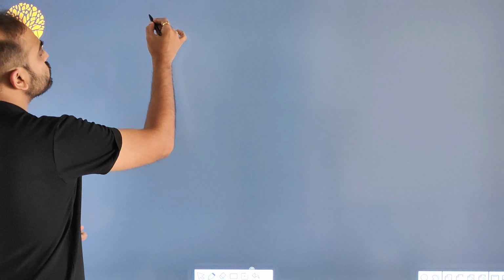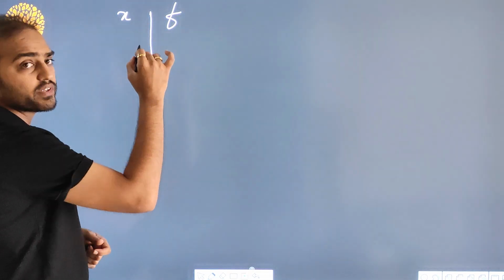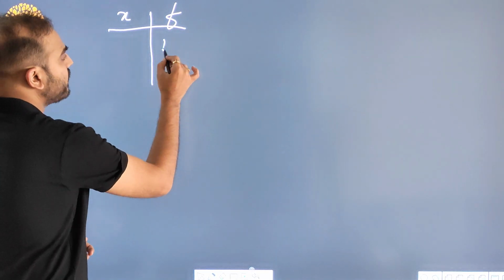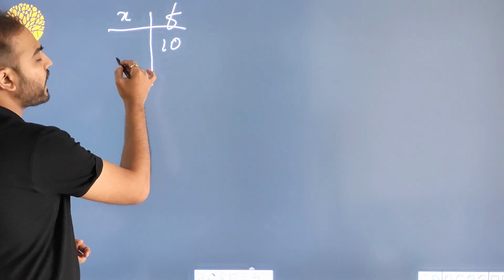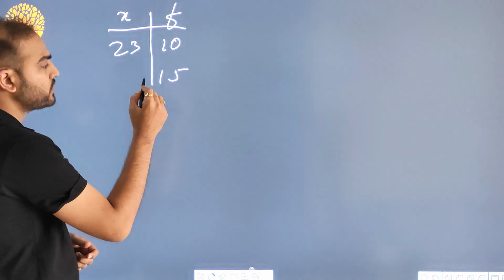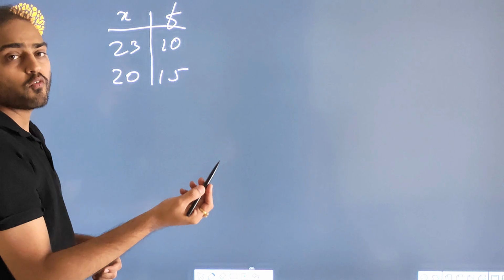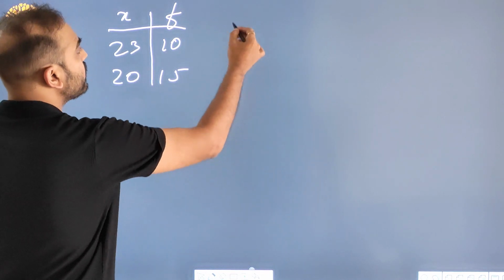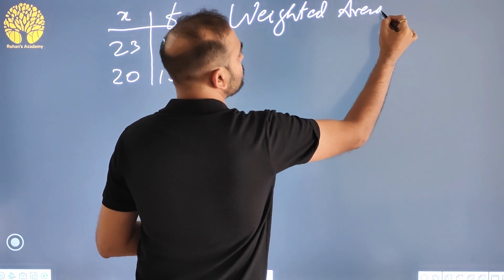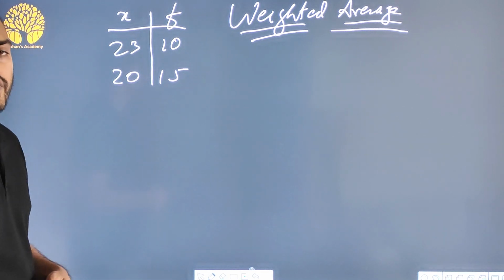What is that? If we have data with our x values and the frequency for them, say there are 10 students in a class, the 10 will go to frequency. Say their average age is 23. There are 15 students in another class, say their average age is 20, and we have to find the overall average of the whole class. So this is the concept of weighted average. So what do we do?